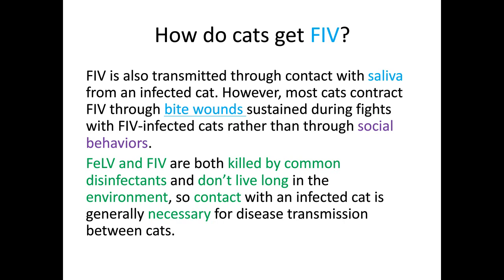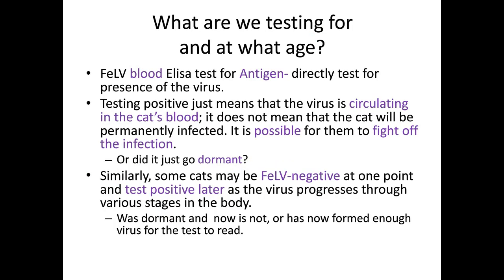So what are we testing for and at what age? The FeLV blood ELISA tests for the antigen. The antigen means it's a direct test for the presence of that virus in that animal. So testing positive just means that the virus is circulating in the cat's bloodstream. It does not mean that the cat will be permanently infected. It is possible for them to fight off the infection, but then we have to wonder, did it just go dormant?